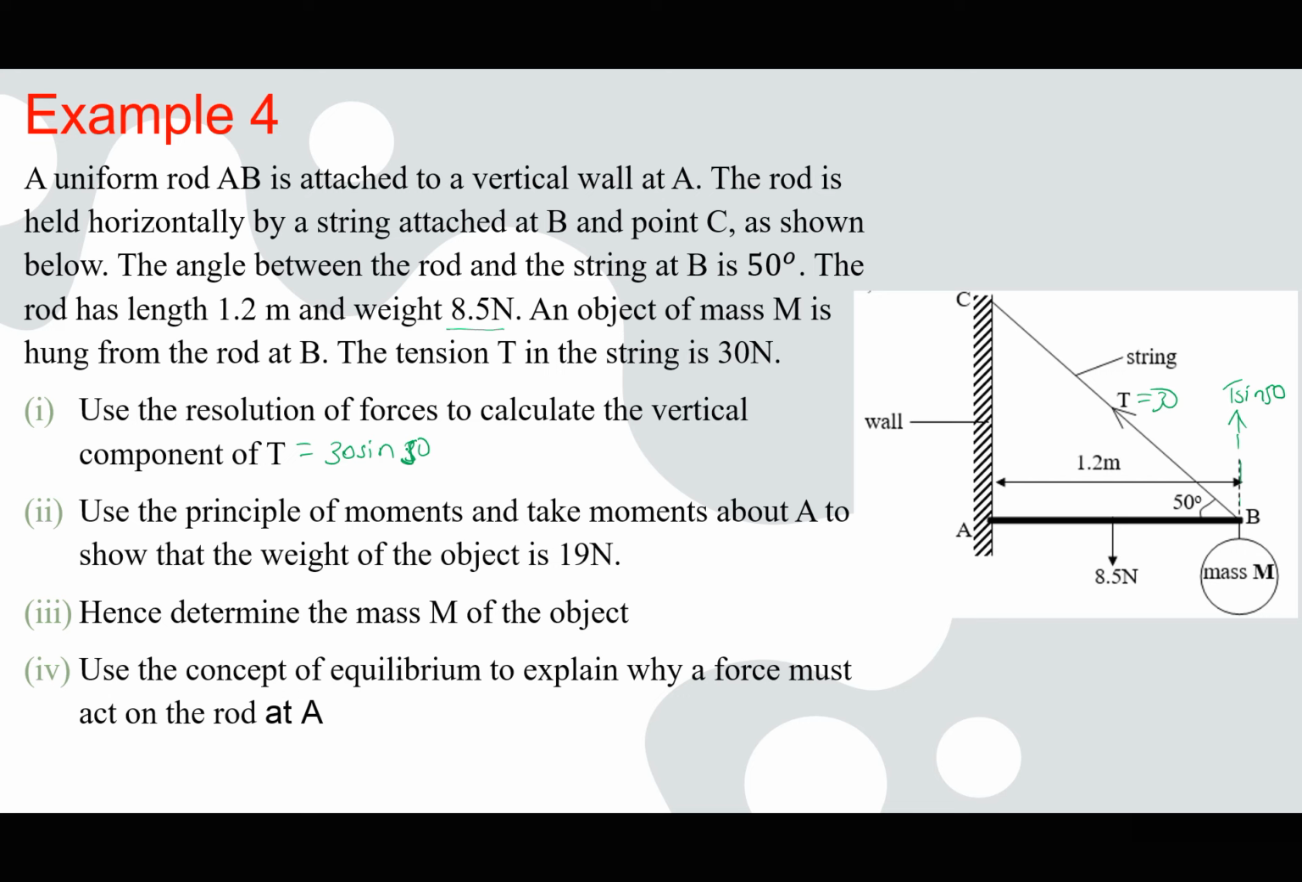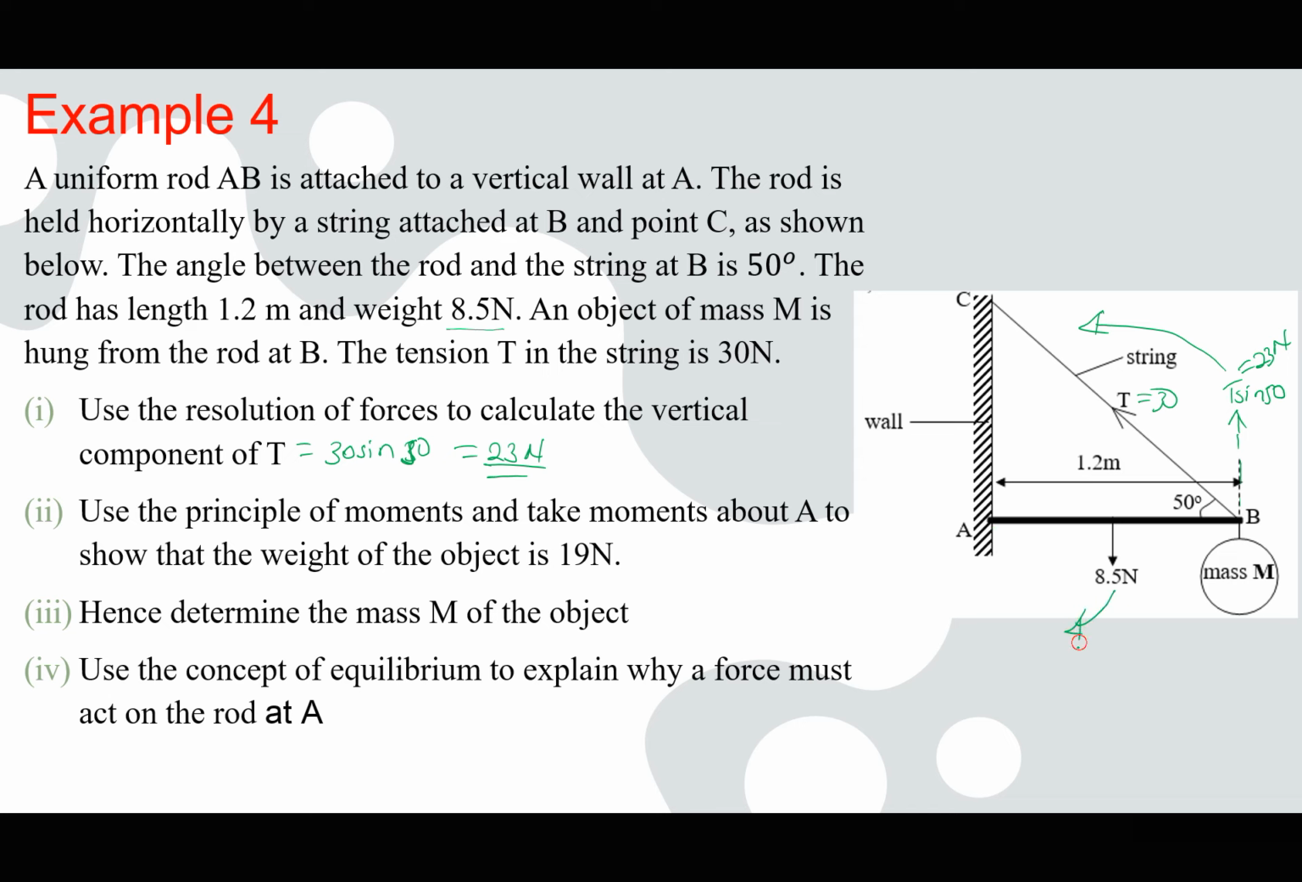So that is going to be 22.9, which is approximately 23 newtons. That is the vertical component, T sine theta, which is equal to 23 newtons. And that means this component has a moment in that direction about point A, and that is going to be anti-clockwise.